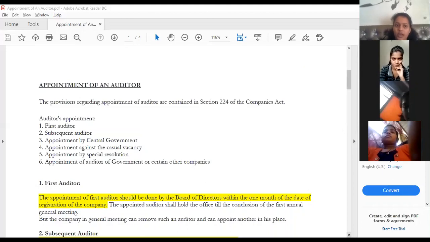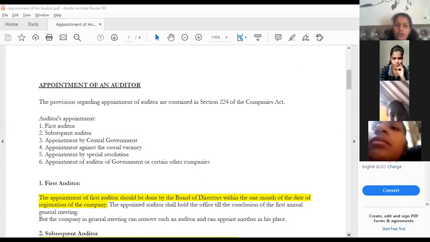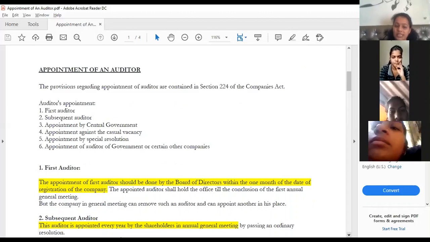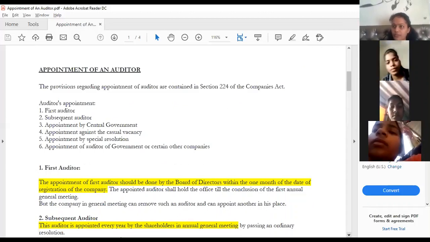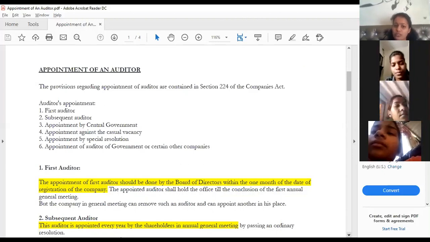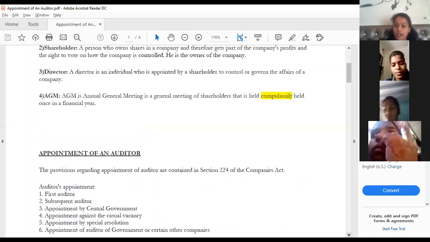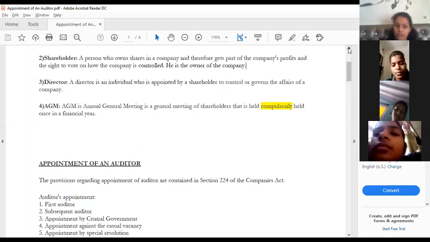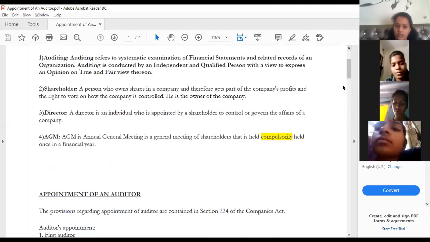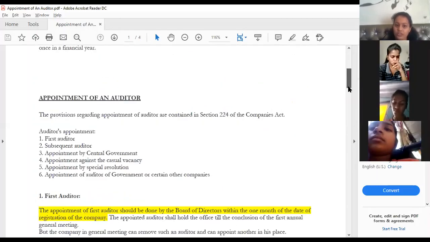Let's go ahead. Appointment of an auditor. There are basically 6 ways through which an auditor can be appointed. So the first way is the first auditor. So who is the first auditor? First auditor is nothing but the auditor who is appointed during the incorporation of the company. So let's see how the first auditor is appointed.